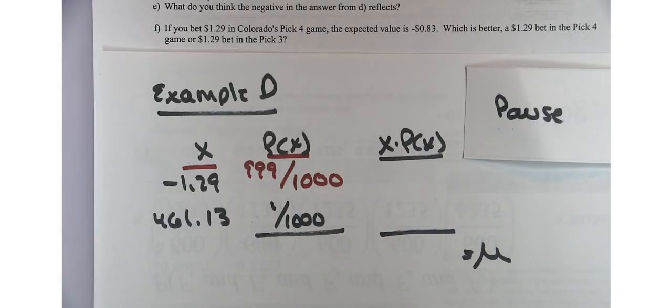Okay, you need to add up the x times p of x for both of these, so for the first one, then you need to do x times p of x for this one. Was it this right here? Yeah, now you need to add those up. Where's your x times p of x? This column. You need to fill those numbers in and then add them up.